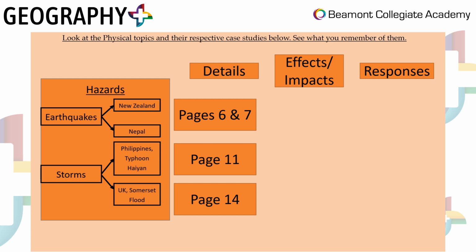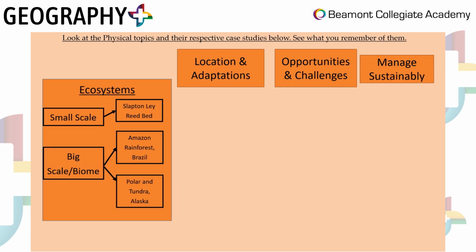If moving on to ecosystems, it's the same process, just bear in mind that many of the headings will have changed from hazards. Here, instead of looking at details and then the impacts of the hazard, we're now looking at the location of these ecosystems, the adaptations of the flora and fauna, the wildlife and the plants that grow up there, the opportunities for economic development, the challenges to this economic development, and then ultimately, is it possible to make money whilst being sustainable for the environment, that is not destroying it, but keeping it at the same quality for future generations.